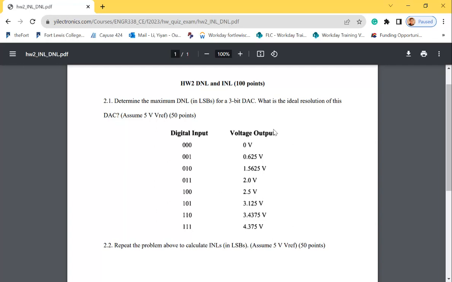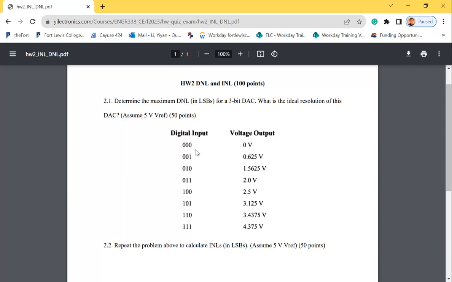I just want to show you how to do it the right way, so you are not making a lot of errors. So this one, you've got a digital input. It looks different from the transfer curve we showed in the textbook. You've got a digital input and a voltage output, so that's the DAC. For DNLs, we are looking at the step size: the actual step size minus the ideal step size. So we have to know the step size in order to find the DNLs.